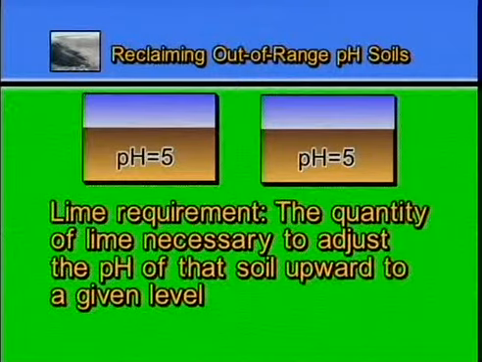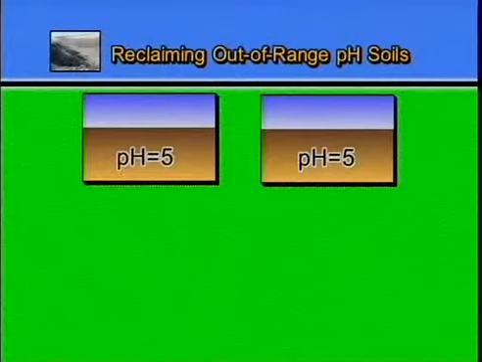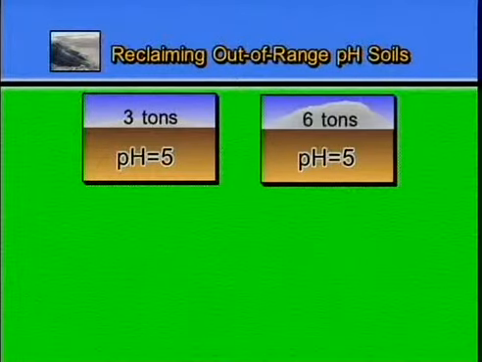So let's say we had two soils with a pH of 5 and we wanted to adjust the pH of soil number 1 up to a level of 6.5, and we wanted to do the same thing for soil number 2. One of these soils might require 3 tons of lime per acre to make that adjustment, whereas the other soil might require as much as 5 or 6, or nearly twice as much quantity or tons of lime to adjust soil pH to that given level.